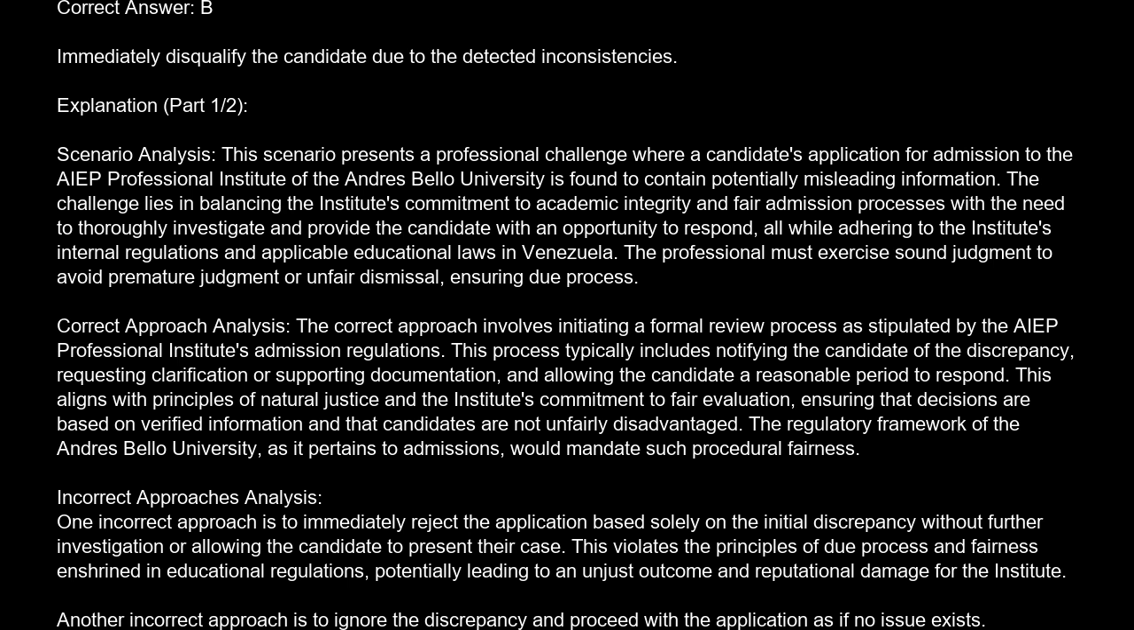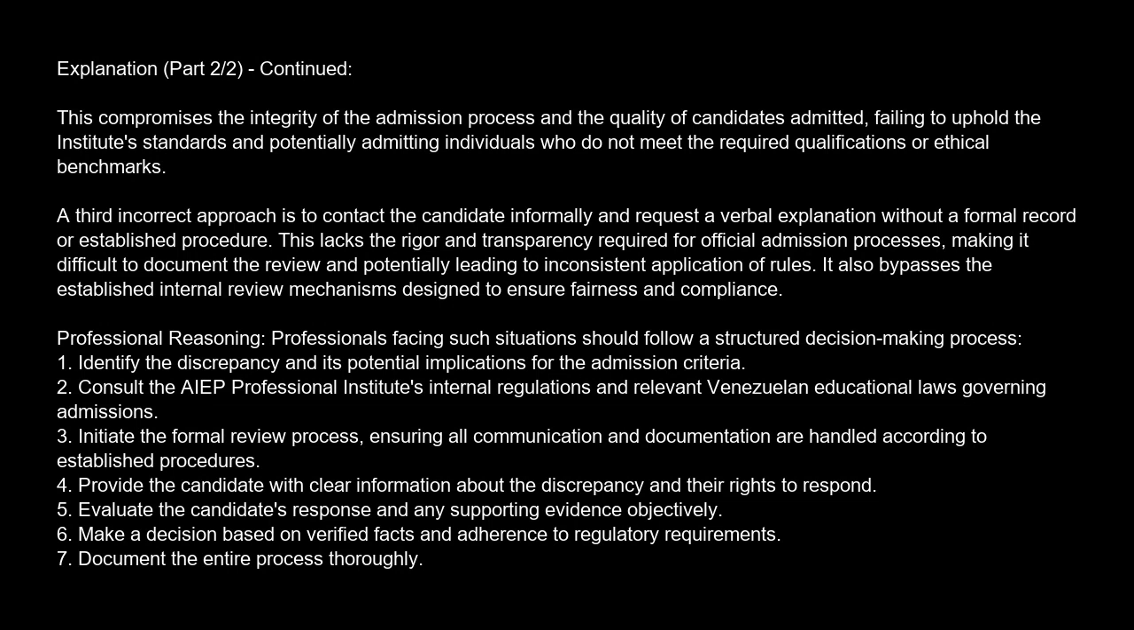This violates the principles of due process and fairness enshrined in educational regulations, potentially leading to an unjust outcome and reputational damage for the institute. Another incorrect approach is to ignore the discrepancy and proceed with the application as if no issue exists. This compromises the integrity of the admission process and the quality of candidates admitted, failing to uphold the institute's standards and potentially admitting individuals who do not meet the required qualifications or ethical benchmarks.